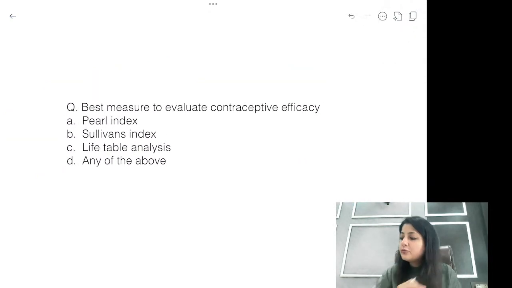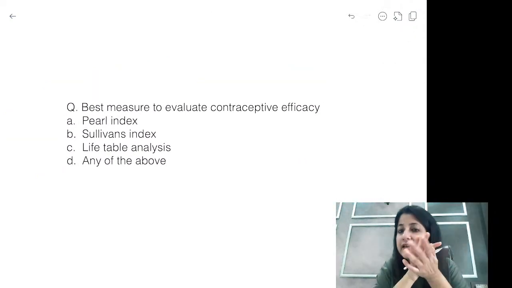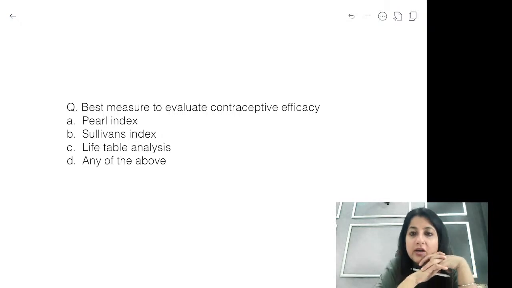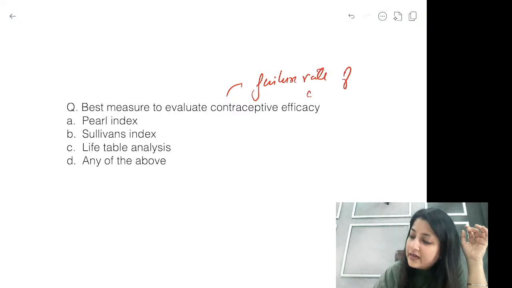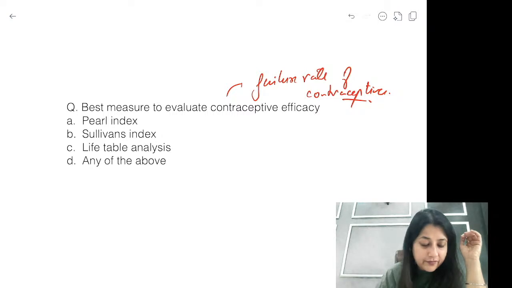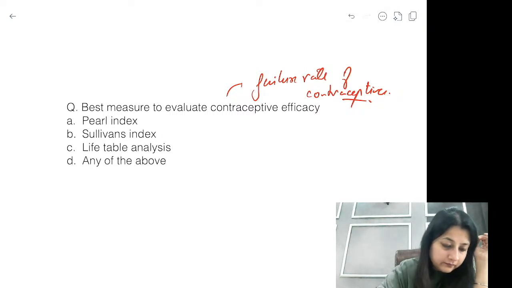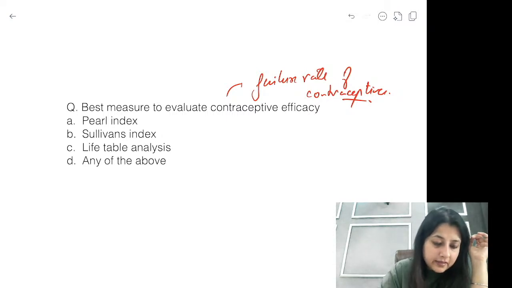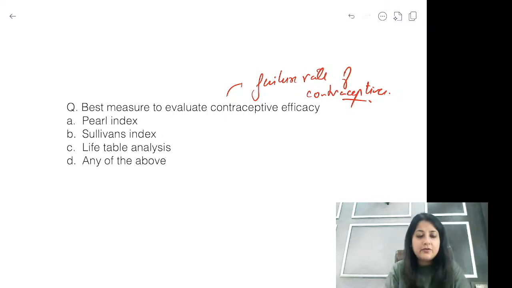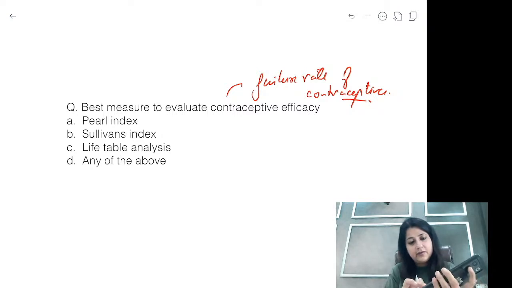चलो, best measure to evaluate contraceptive efficacy. Contraceptive efficacy का मतलब क्या होता है? Failure rate of contraceptives. So best measure to evaluate contraceptive efficacy, what is it? Yes? Why aren't you answering? Can you see the question? Best measure to evaluate failure rate. Why can't I see your answers?